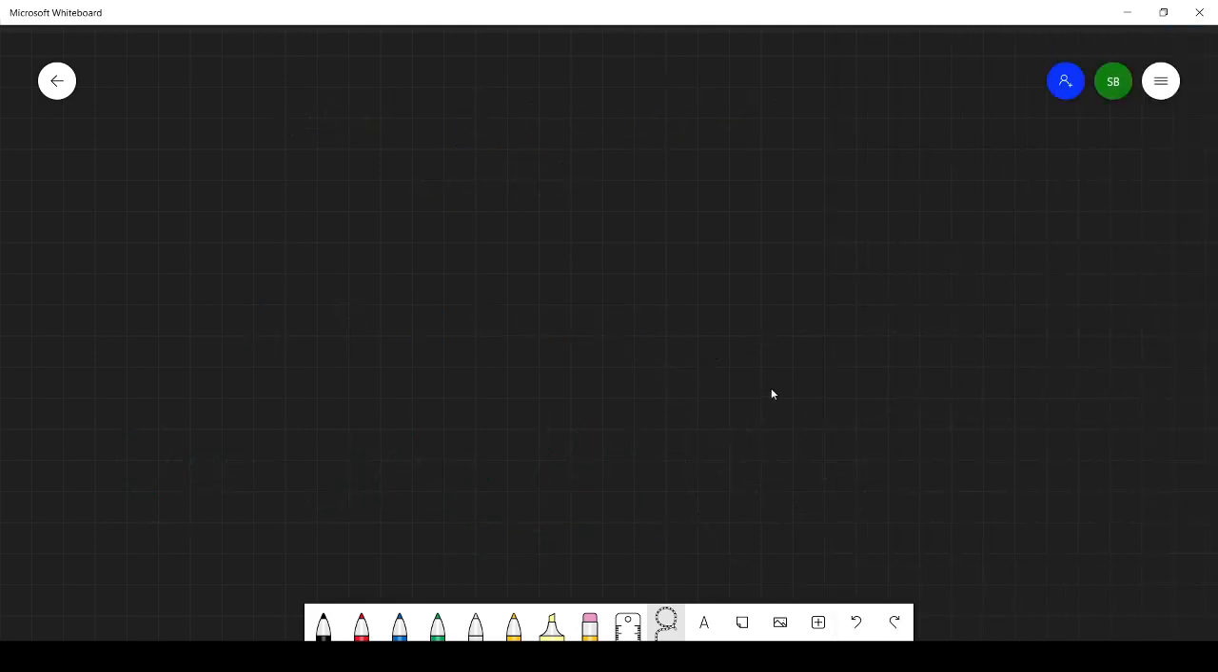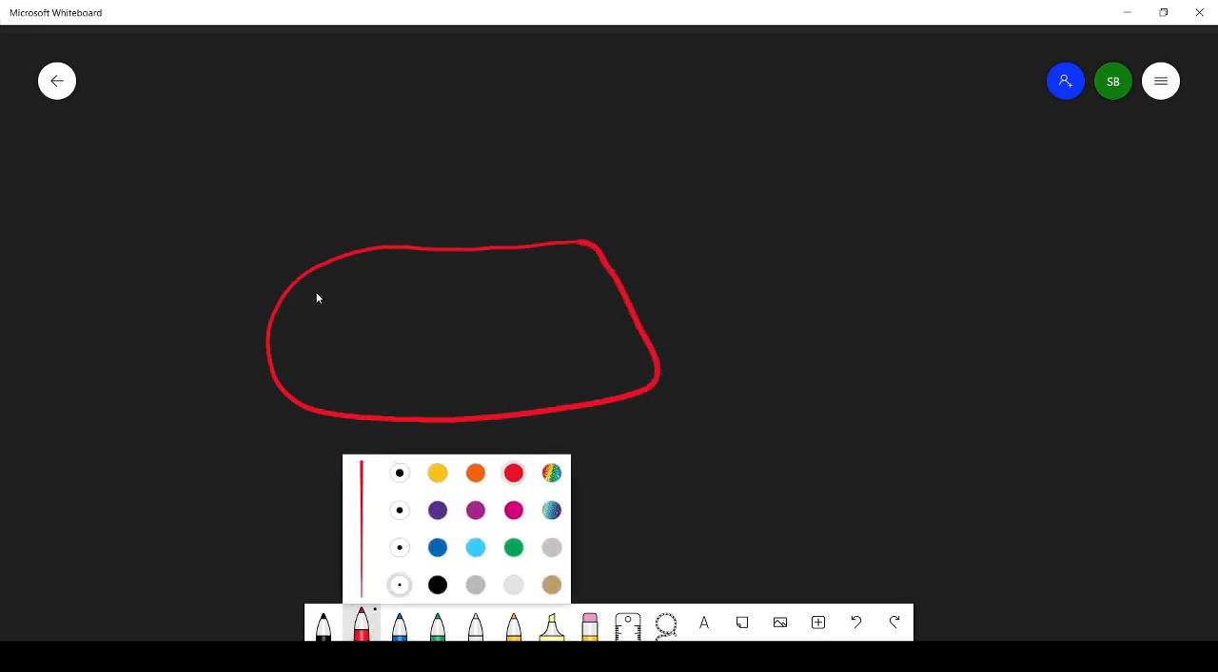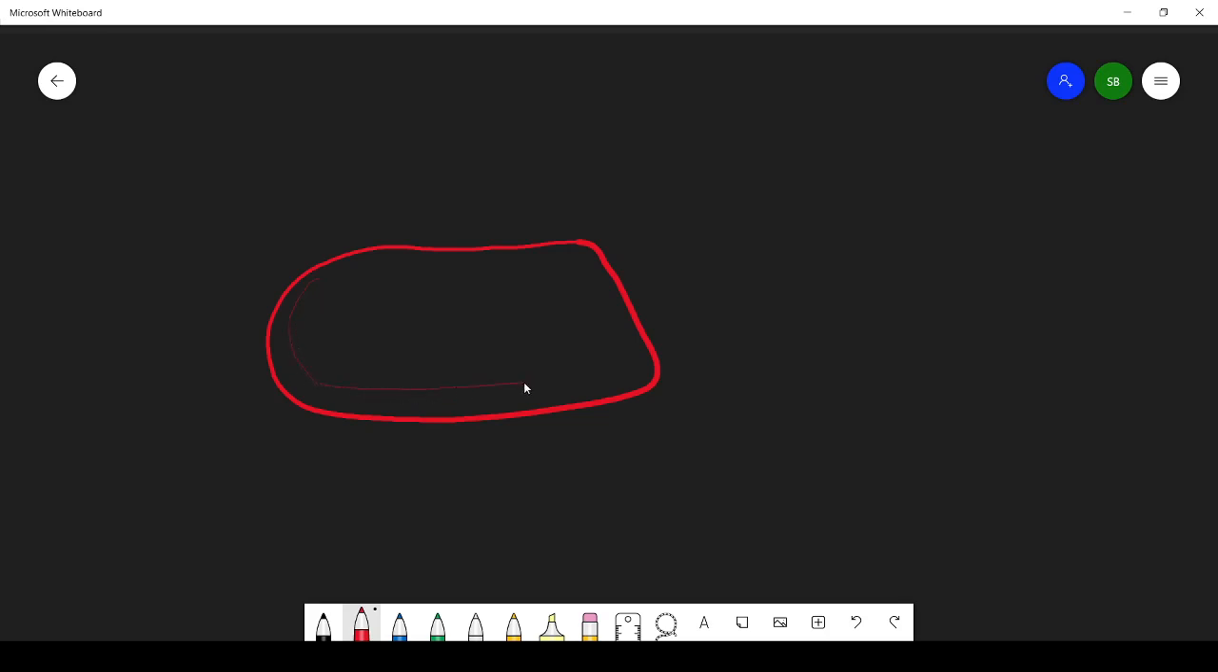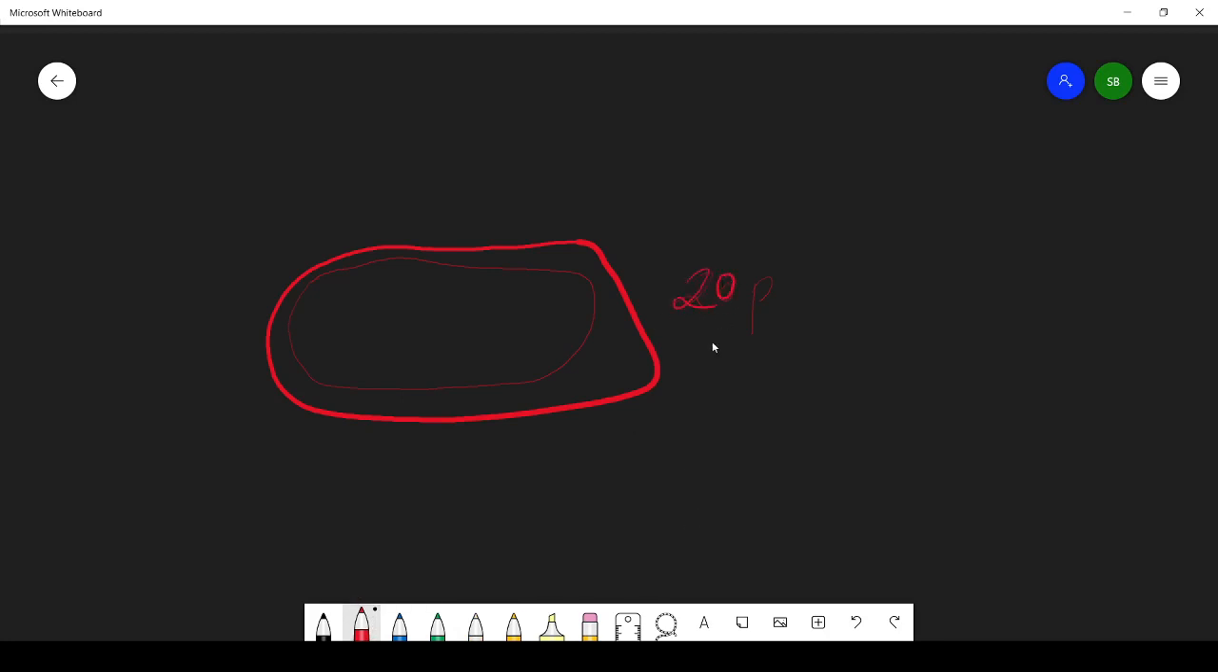So let's clear our canvas and let's start drawing. Breaking the cell wall of a bacterium is a really good strategy because they have enormous pressure. So let's just remind ourselves, we've got the cell wall like this and the cell membrane inside, and the pressure in a gram positive one is something like 20 atmospheres.